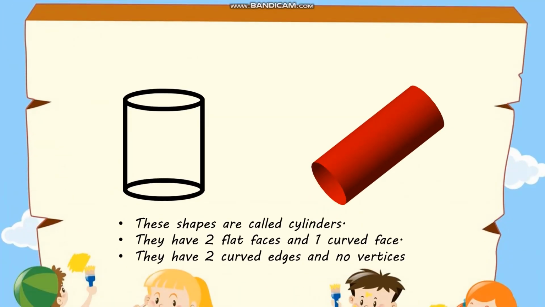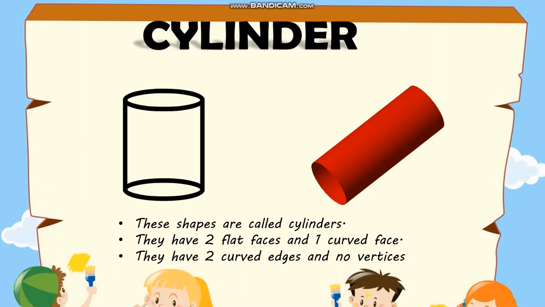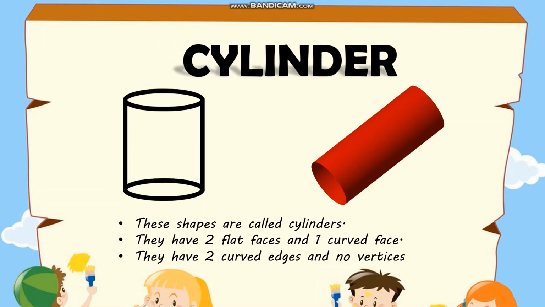Next shape is cylinder. Cylinder has two flat faces and one curved face. So these are the two flat faces, 1, 2, and this is the curved face of a cylinder. And they have two curved edges and no vertices. Okay, so these are the edges, 1, 2, but they don't have a vertex.